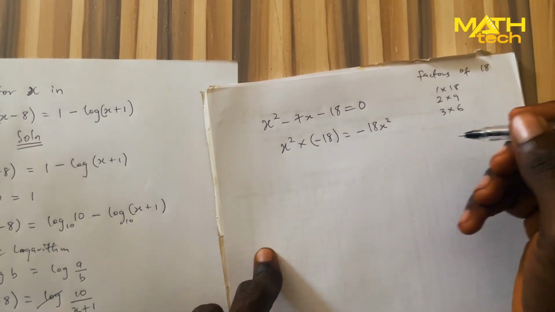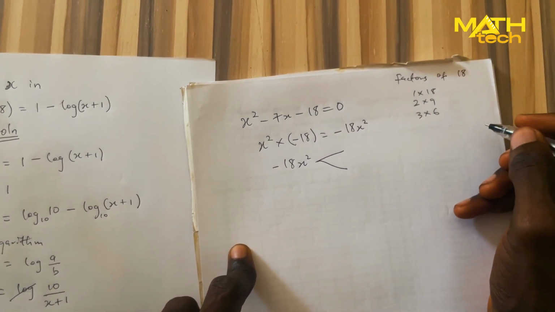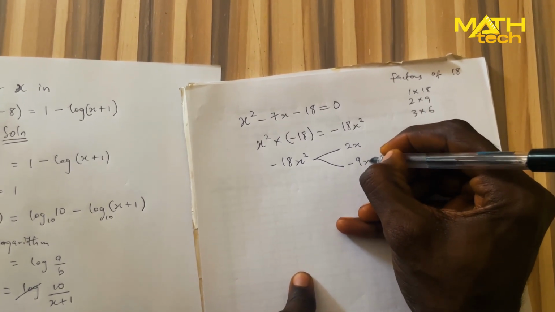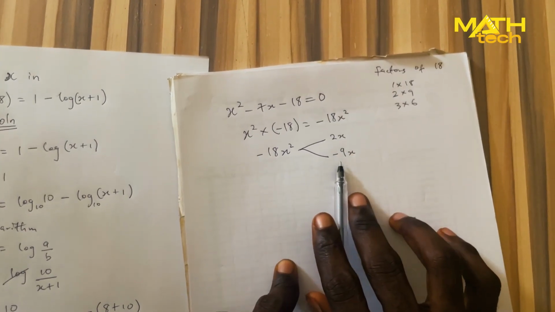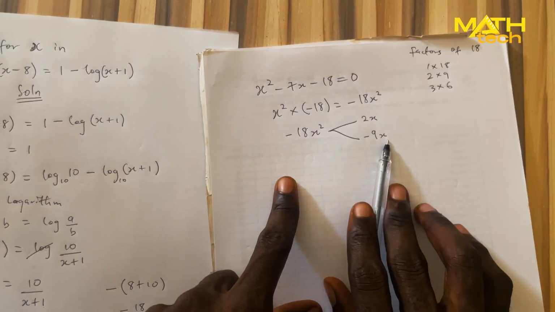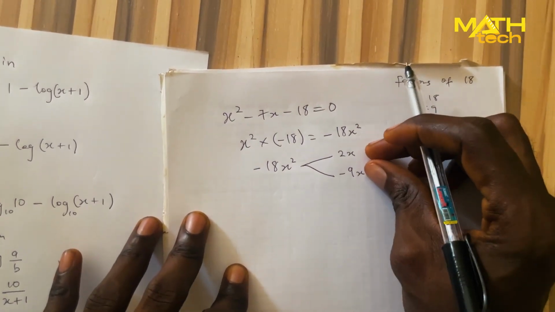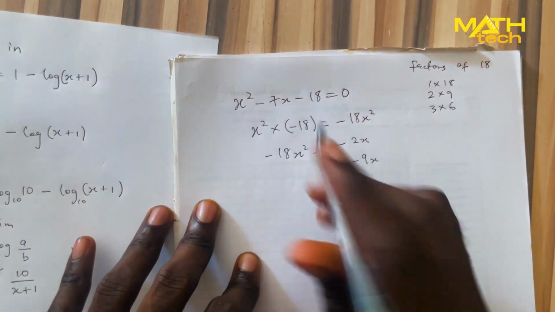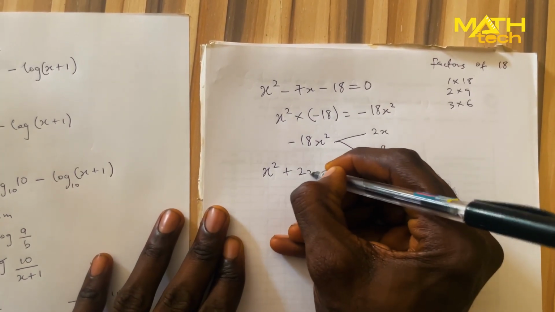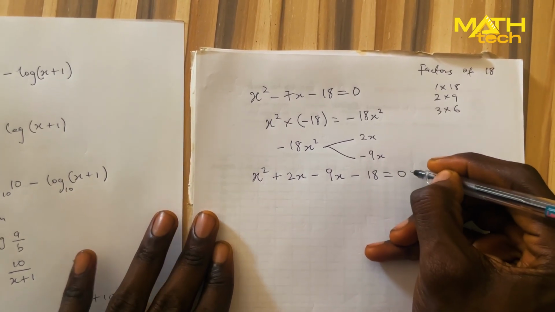So let's try using these two factors. We pick 2x and minus 9x. So now 2x times minus 9x gives us minus 18x squared, and 2x plus minus 9x gives us minus 7x. So we replace the middle term minus 7x with these two factors, and here we have x squared plus 2x minus 9x minus 18 equal to 0.